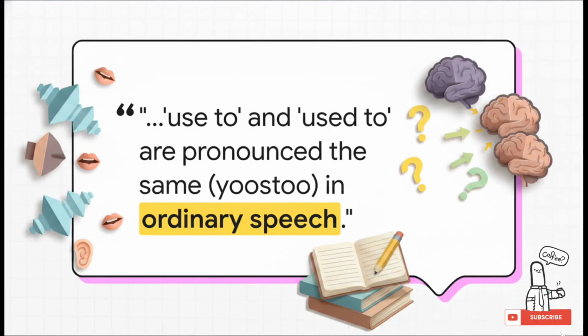Here's the thing. In normal, everyday conversation, that D sound in "used" and the T sound in "to" just kind of melt together. We don't really say "use to," right? We just say "used to." So when someone says, "I didn't use to," it sounds identical to "I didn't used to." Our ears can't spot the difference, so when it's time to write it down, our brain gets a little confused.